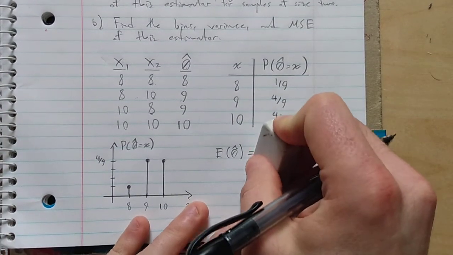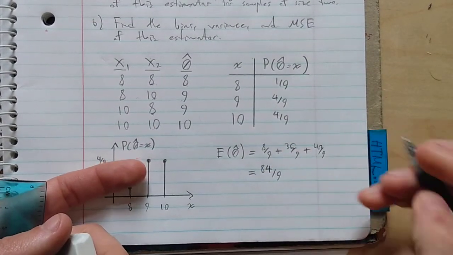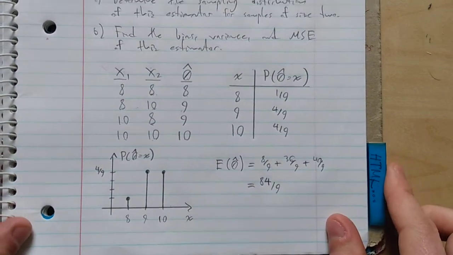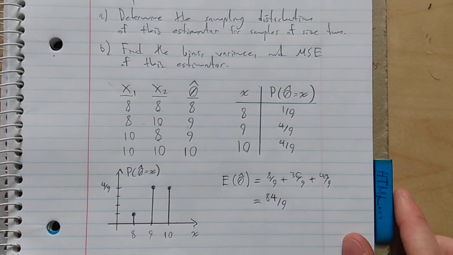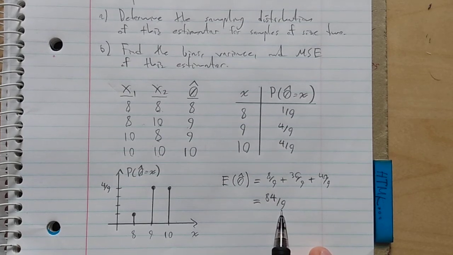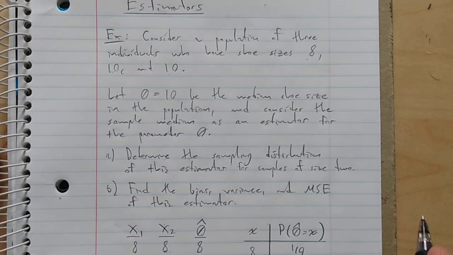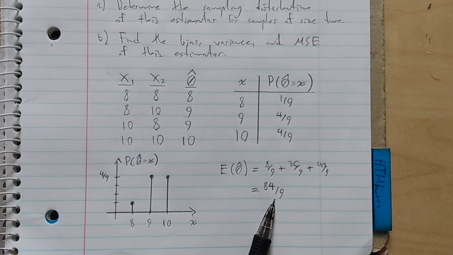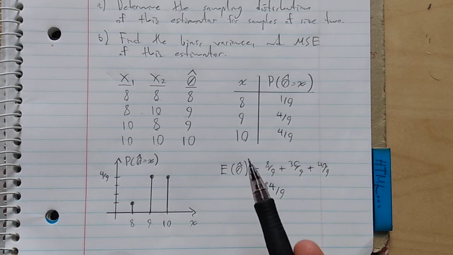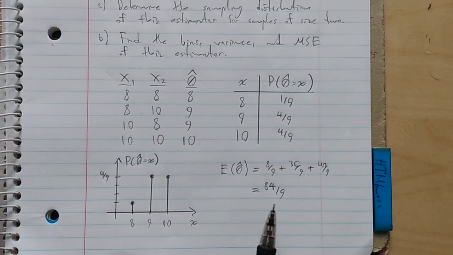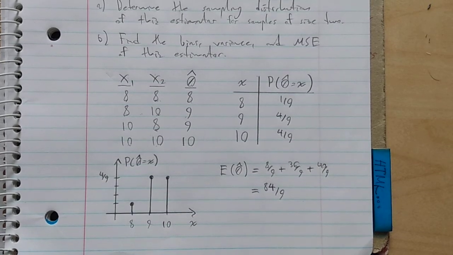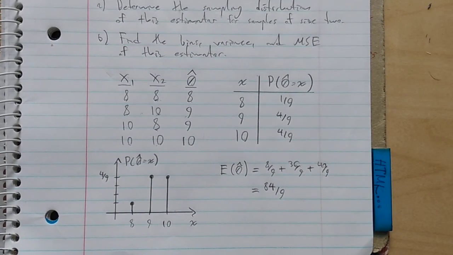Cool. Doesn't look like an 8. So the average value of our estimator is 84/9. So it's not an unbiased estimator. If the sample median was an unbiased estimator of the population median, then this should have worked out to be exactly 10, for any population, in particular for this one. Because it didn't work out to be exactly 10, we know that in general, the sample median is not an unbiased estimator of the population median.